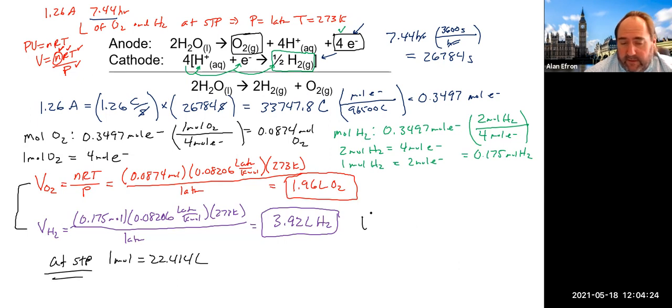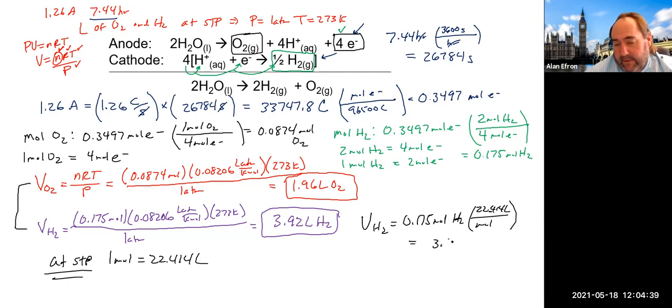So for example, if we wanted the volume of H2, we could actually just take the moles of H2 and times it by 22.414 liters per mole, and you will end up with 3.92 liters. So, old rules still apply, and a reminder that you can only use that conversion if it is at STP conditions. If not, you do have to use the ideal gas law.